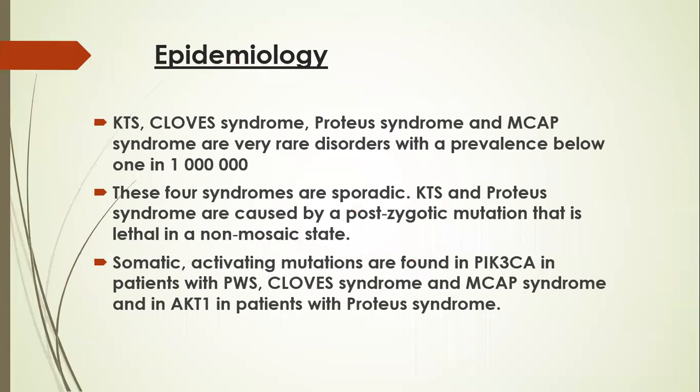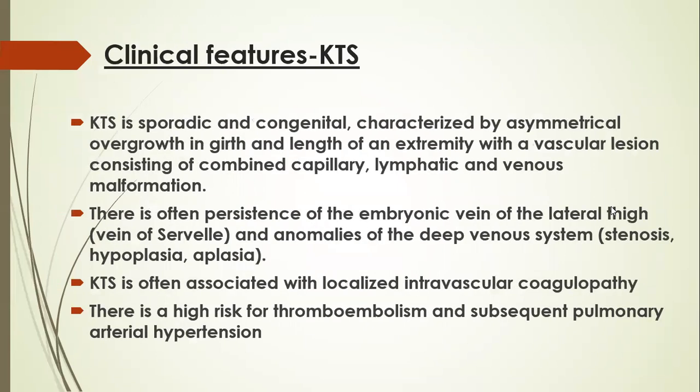Epidemiology. All these syndromes are rare disorders with prevalence below 1 in 1 million. These syndromes are sporadic. CLOVES and Proteus syndrome are caused by post-zygotic mutation that is lethal in non-mosaic states. Somatic activating mutations are found in PIK3CA in patients with Parkes Weber, CLOVES and MCAP syndrome, and AKT1 in Proteus syndrome.